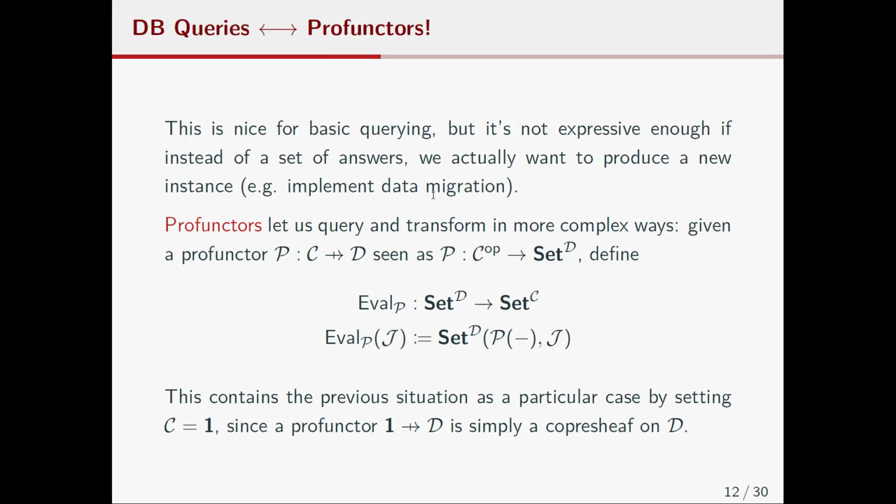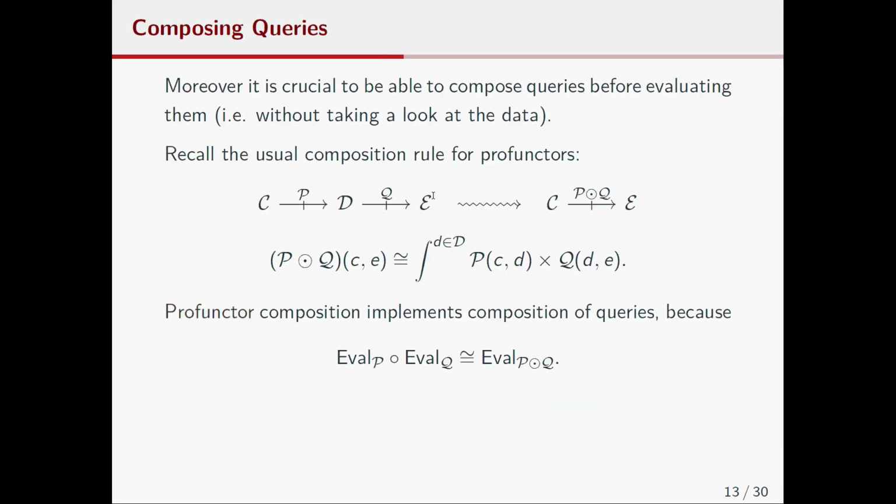Now you're just, this C co-sheaf, right? Once you have plugged in a D co-sheaf, given some objects in C, it gives you the ways of mapping PC to J. And an important thing for us is composing. Composing queries is important because you want to be able to manipulate your queries in different ways before having the data come in, right? Before actually looking at it.